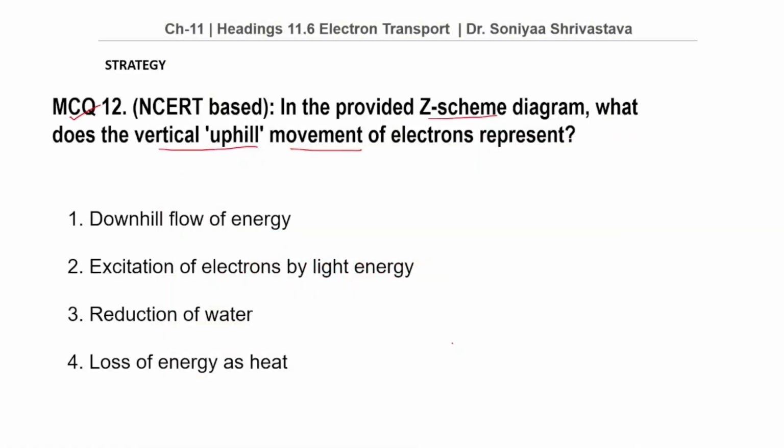Now let's see our options. Option number 1, downhill flow of energy. Downhill movement occurs when electrons pass through the ETC and gradually lose energy. It is not represented by uphill movement, so this option is wrong. Reduction of water. This is the wrong option because water is only oxidized, not reduced. So this option is wrong.